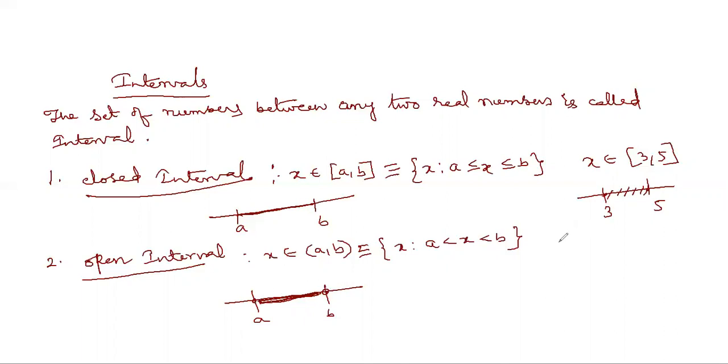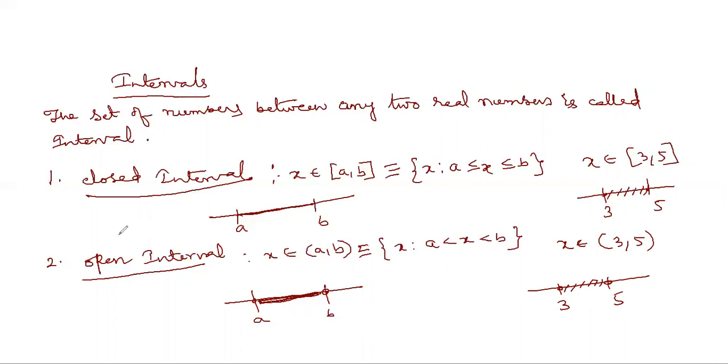Let us take an example. x belongs to open (3, 5). What is the meaning of this? In between 3 and 5, every number is there except 3 and 5. So this comes under an open interval.